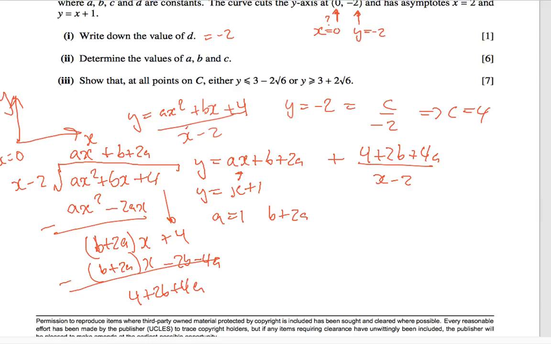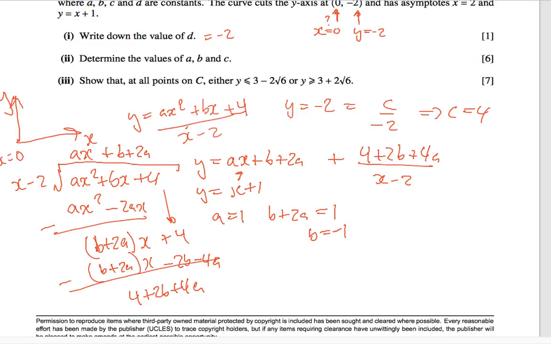So when x is infinity, which isn't really possible, but anyway, this will be 0, so you need to make this bit equal x plus 1, right? So yeah, comparing coefficients, yep, that equals 1. b plus 2a needs to equal 1, so b is minus 1. Okay, that gives you all the coefficients. Now it wants you to show that all the points on C, either y is less than or equal to this, or y is greater than or equal to it.